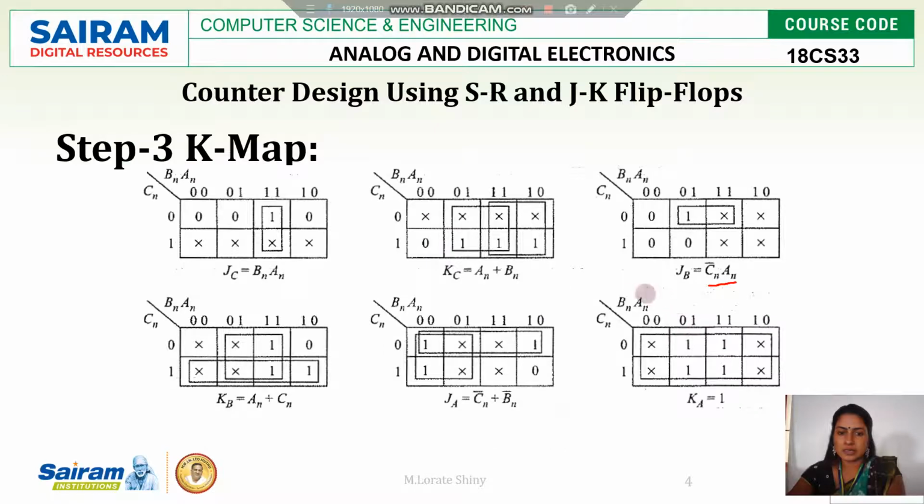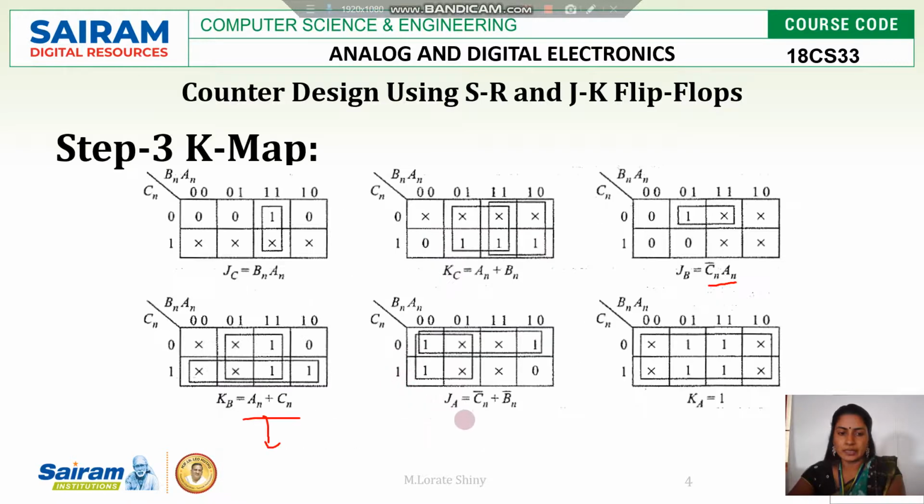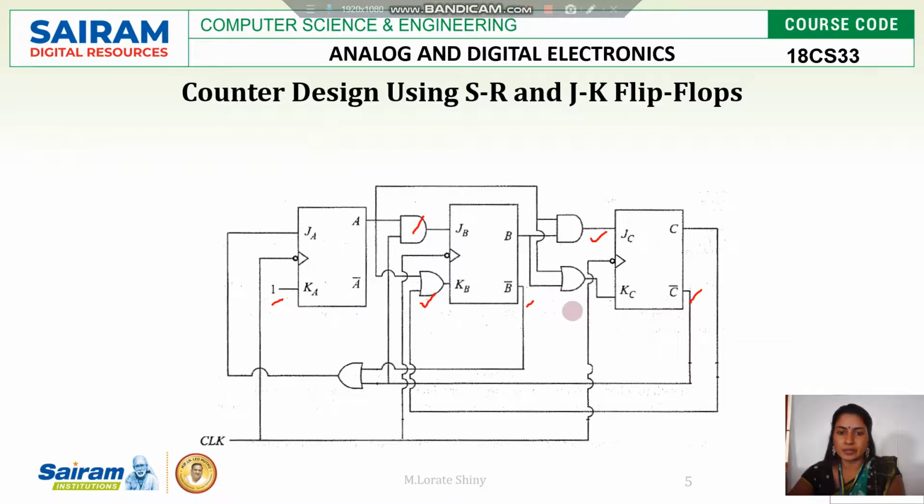Then KB: an OR gate is used for KB. Then JC: again an AND gate. KC: OR gate, with inputs AN and BN. So this is BN and this is AN.